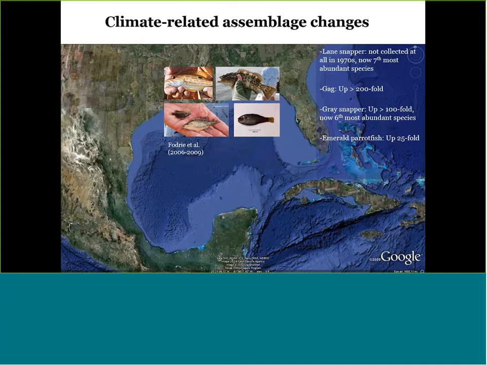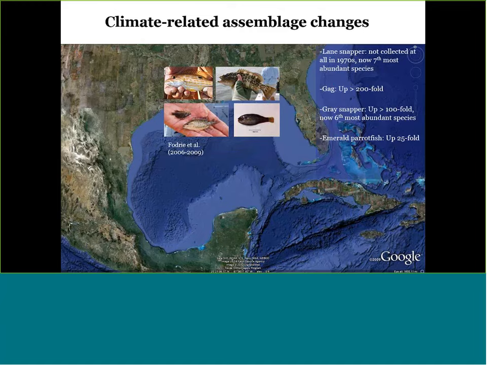In addition to those new arrivals, we saw these four species. So on the upper left is a lane snapper. This was the seventh most abundant fish that we collected, and it was a fish that Skip Livingston would have never seen in the 1970s. It was completely absent from the Northern Gulf, and now it's the seventh most abundant fish.